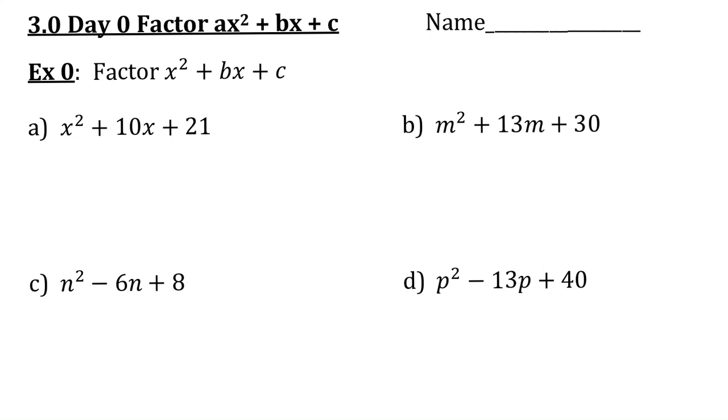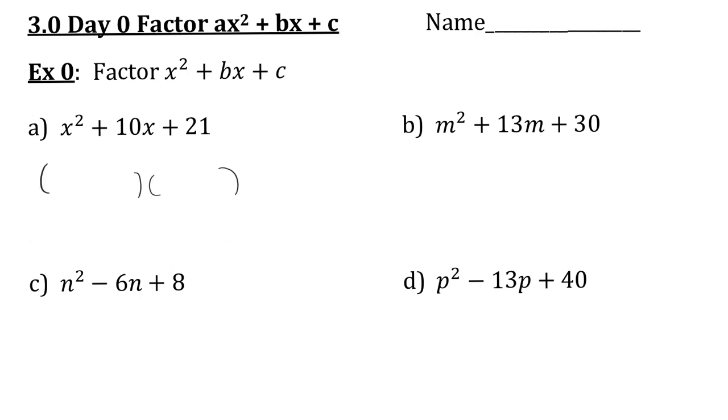Okay, in chapter 3, we're going to be factoring higher degree polynomials. So let's review factoring quadratics real quick. Okay, the first type is x squared plus bx plus c. When it's in standard form like this, with x squared, the coefficient is a 1. There's no common factor, so we go like this.